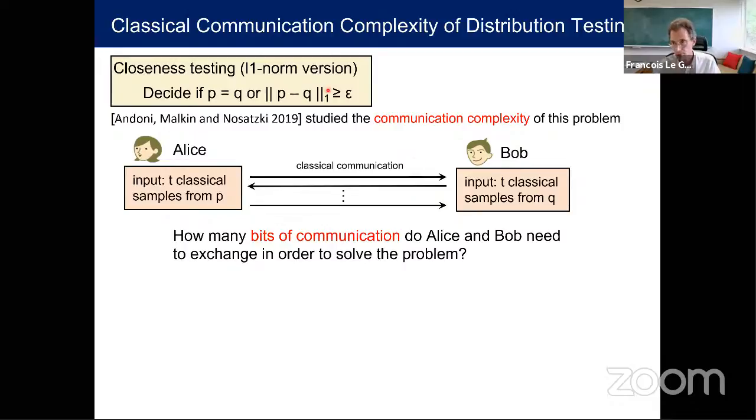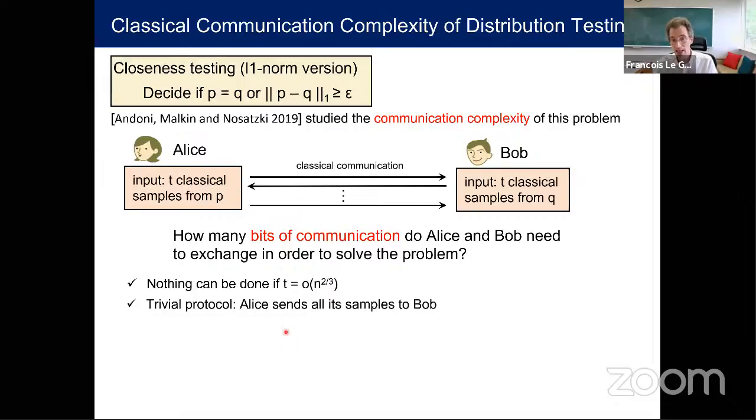That is this problem. And of course, nothing can be done if you have less than n to the 2/3 samples, because n to the 2/3 is the information theoretical lower bound, the number of samples needed to identify the distribution. So if you have less than n to the 2/3, the samples are not representative of your distributions and you cannot do anything. The trivial protocol will be Alice sends all samples to Bob. And this solves the problem if you have more than n to the 2/3 samples.